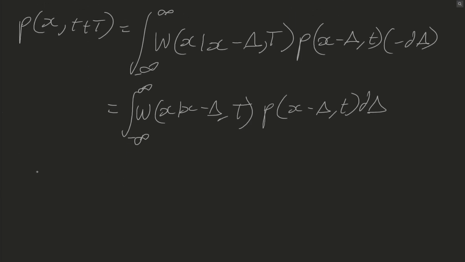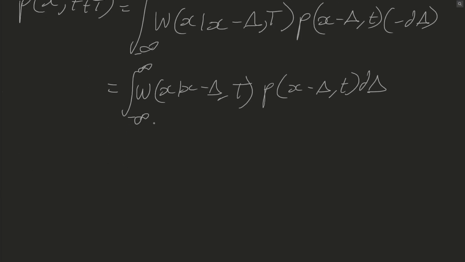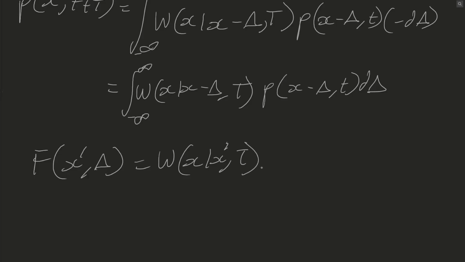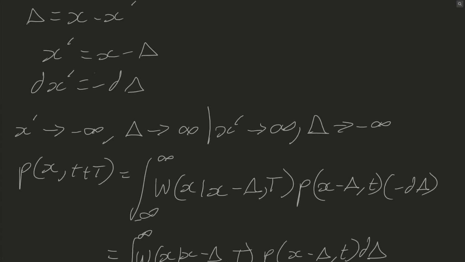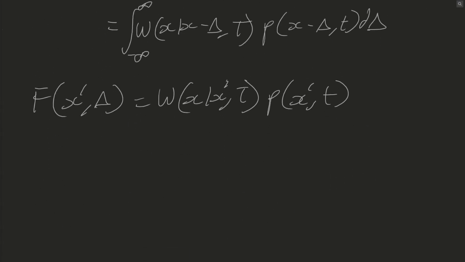Now what we'll do is take this composite function inside and define it as F of x prime, delta, being equal to w of x bar x prime, tau, multiplied by p of x prime, t, and that's our new function, capital F. But we specifically want to expand the dependence on the starting position x prime, which is x minus delta, around x.